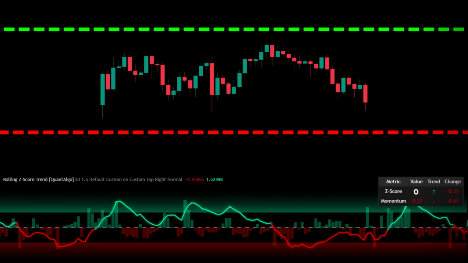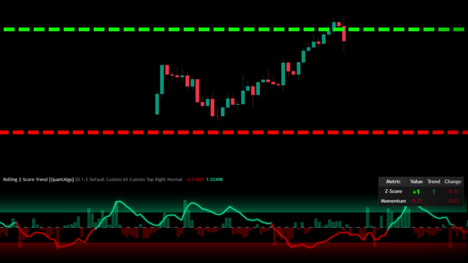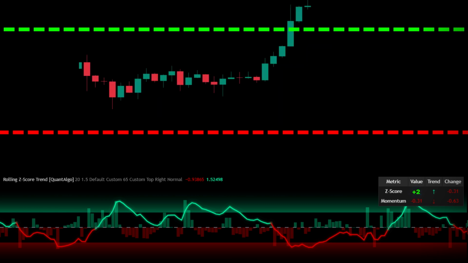0 means price is at its average. Perfectly normal, nothing interesting. Plus 1 means price is 1 standard deviation above average. Slightly elevated but not unusual. Plus 2, now you are in rare territory. Statistically, price spends less than 5% of its time this far from the average. It means this situation is temporary and price will fall back. When you see plus 2, the rubber band is stretched. It always snaps.